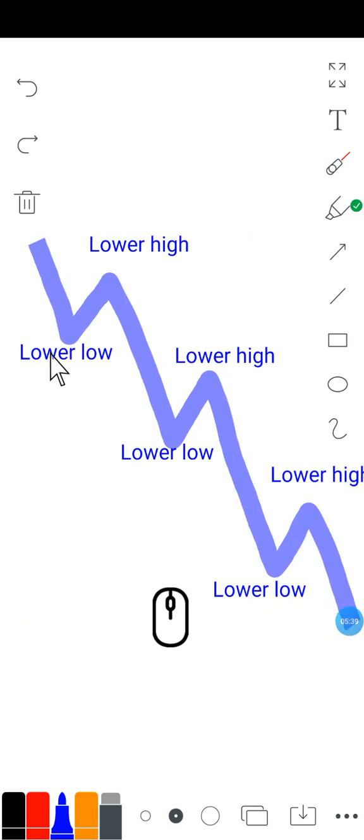On a bear trend, we'll have lower lows and lower highs. So whenever the market gives us lower lows and lower highs, it means the market structure has changed to a bear trend. Now this happens most of the time. So you're either having higher highs and higher lows for a bull trend, and lower lows and lower highs for a bear trend. This is always how you get your bear trend structure.